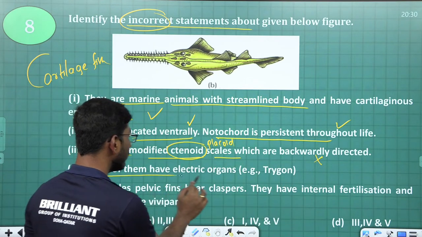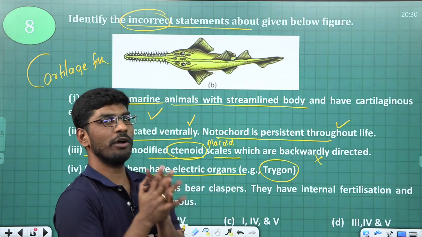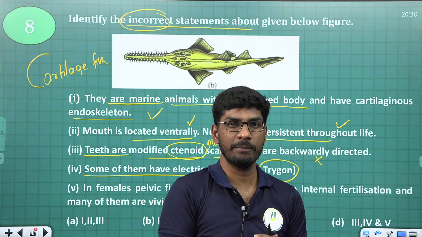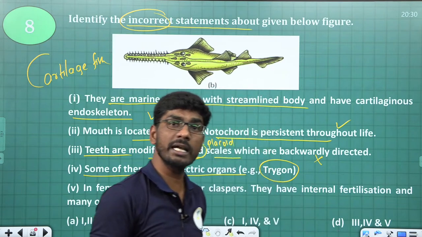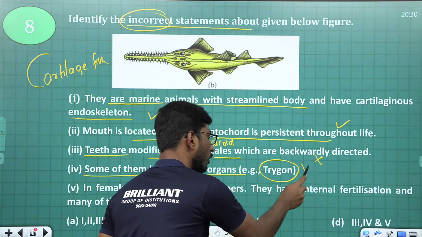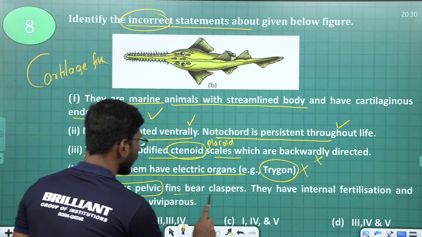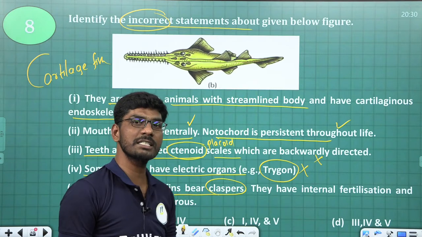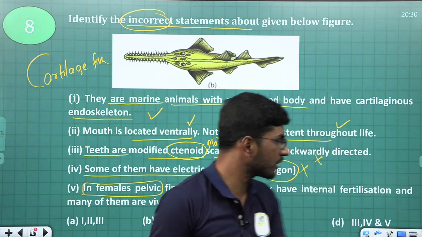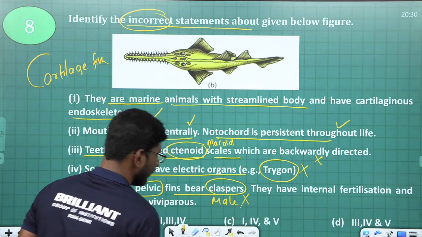Next, some of them have electric organs, like Trygon. The electric fish is Torpedo. Torpedo is there in NCERT, it's an electric fish. But Trygon is given here. Trygon is a stingray, a poisonous sting fish. So this is also wrong. Next, the female pelvic fins bear a clasper. Clasper is present in which fishes? Clasper is present in the male fishes, right? So this is also wrong.